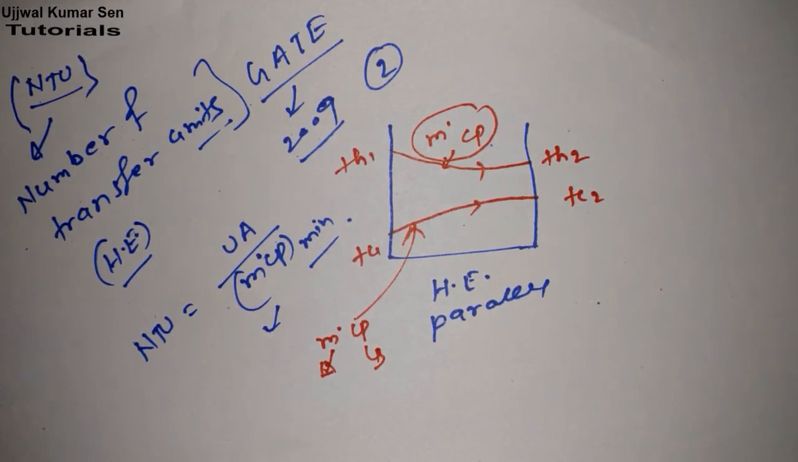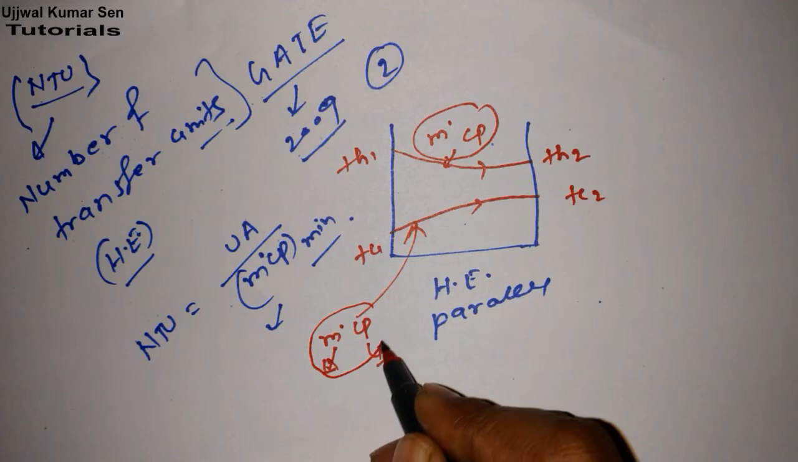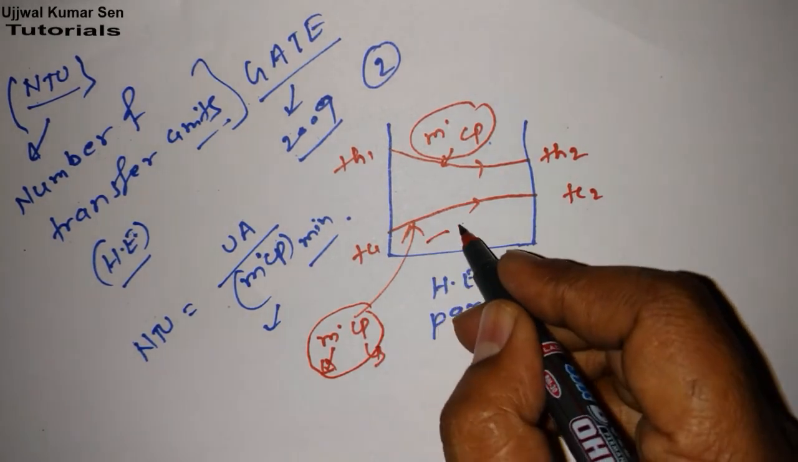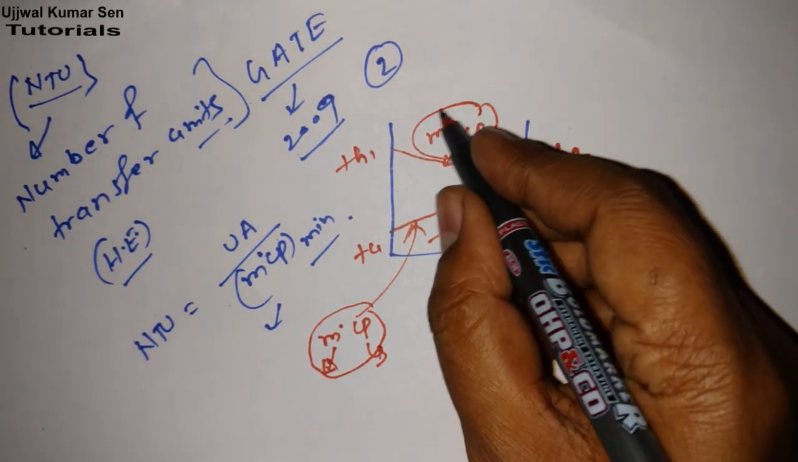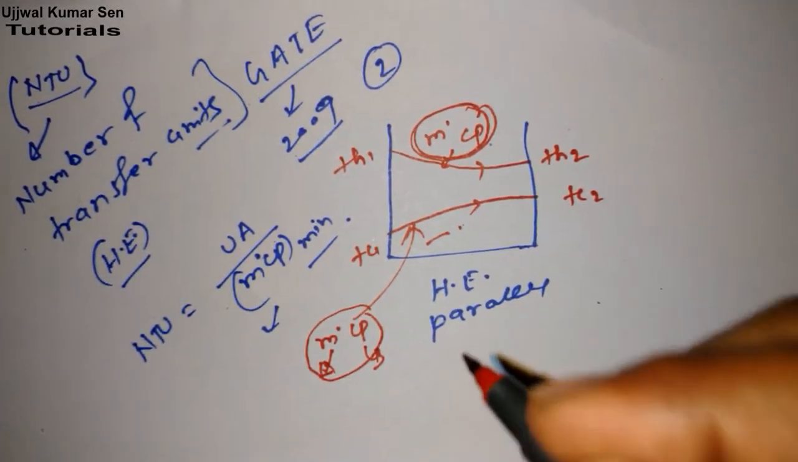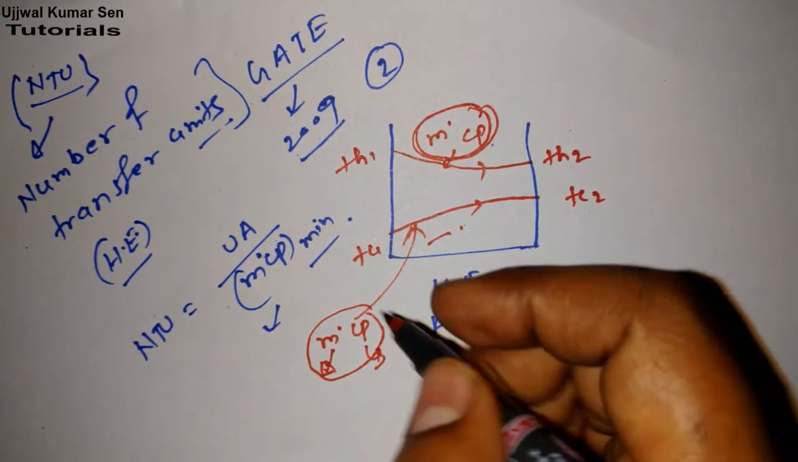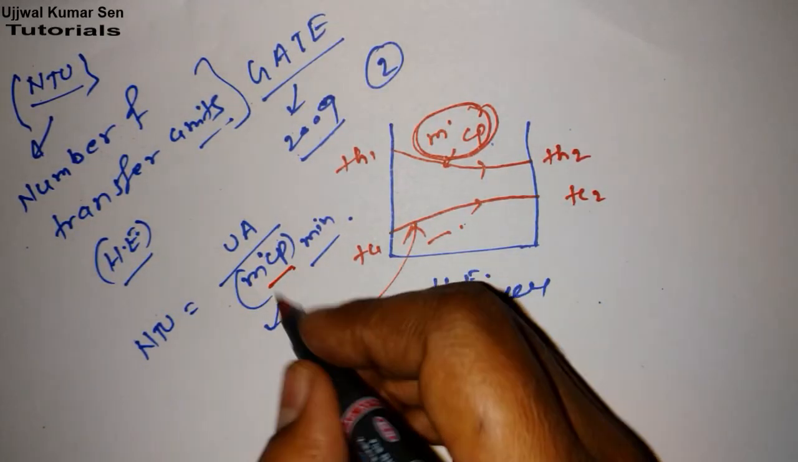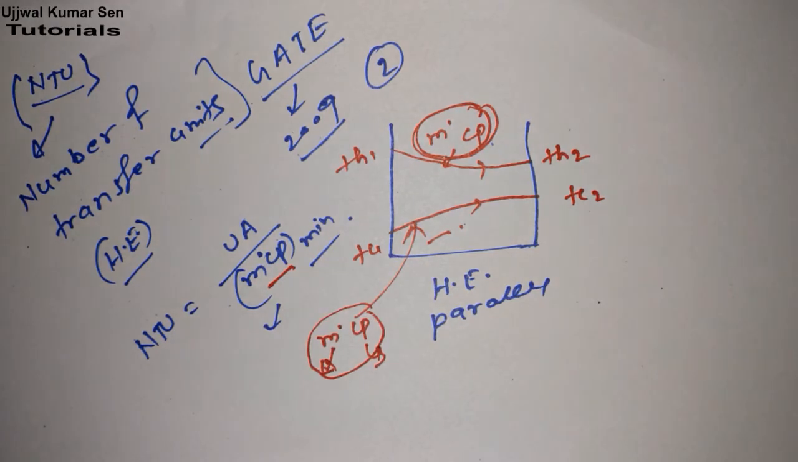Here what we have to do is find the total value of MCp for the cold fluid and the total value of MCp for the hot fluid. Then we compare which one is minimum, and that one we use here together with U, the overall heat transfer coefficient, I must say.